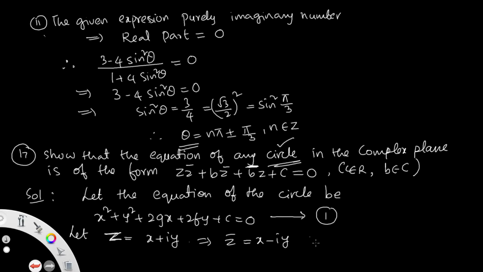Next page: first, see what the question is. He is asking to show that the equation of any circle in the complex plane is of the form z into z bar plus b z bar plus b bar z plus c equals 0. The general equation of a circle is x square plus y square plus 2gx plus 2fy plus c equals 0. It is already known. In the complex plane, let the number be z equals x plus iy. Z bar is nothing but x minus iy. So next, go to the next page.